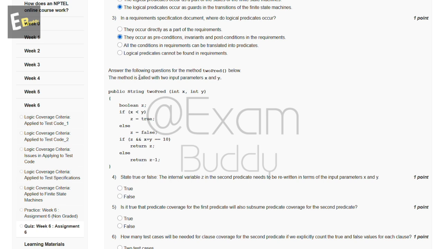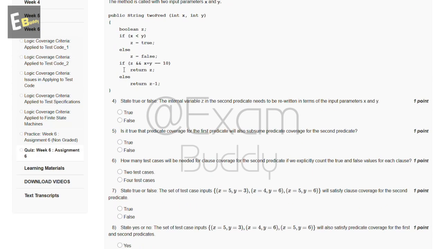Now answer the following questions for the method pred below. The method is called with two input parameters x and y. So this is our code, and the fourth question is, state true or false. The internal variable z in the second predicate needs to be rewritten in terms of the input parameters x and y. So these are the options, and the answer of our fourth question is A, true.